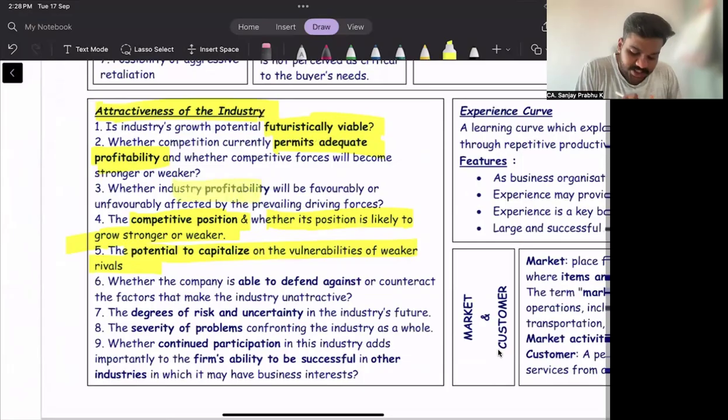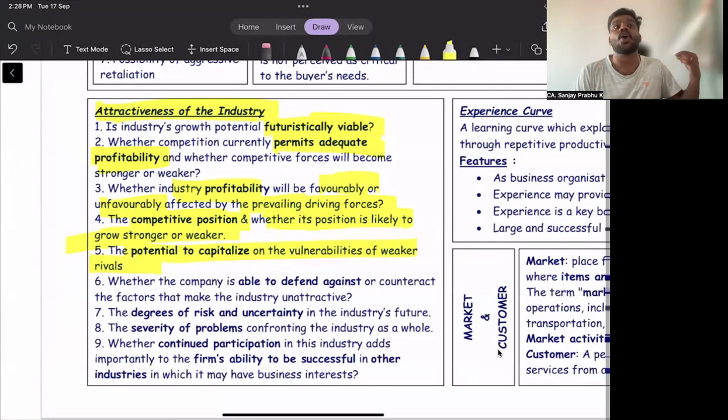Then whether the industry's profitability will be favorably or unfavorably affected by prevailing driving forces. What are the driving forces which affect the profit of the industry? We have discussed different driving forces in chapter number 3. So what are the driving forces? Sometimes technology will have an impact on the profit of the industry. So what are the various driving forces which may affect the profitability of the industry?